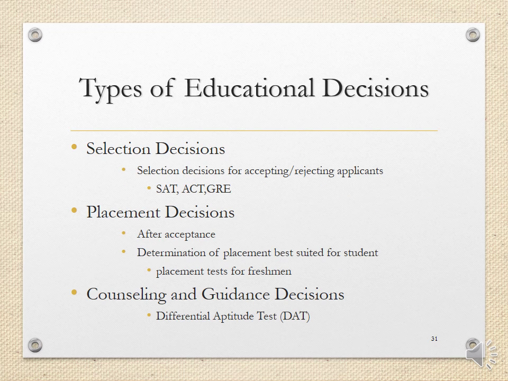And then there's some of these other decision types. So we've got selection. Do I let you in a program? Should I move you to the next grade? I don't know. I'm going to have some data and make a decision. That's a type of educational decision.